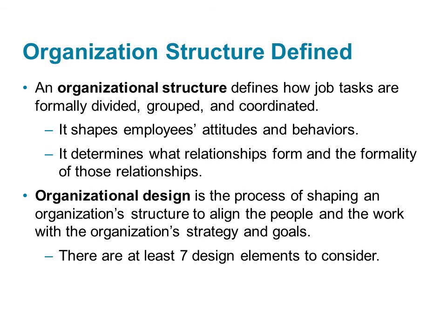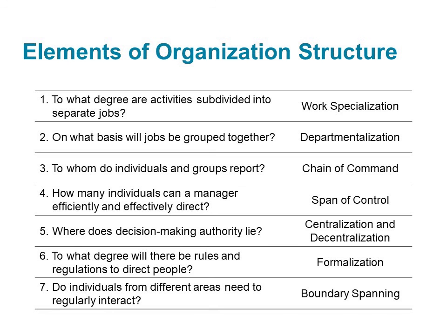Organizational design, then, is the process of shaping an organization's structure to align the people and the work with its strategy and goals. It's an intentional process. One of the most popular models of organizational design highlights 7 different elements that we need to consider when shaping the structure. Here are the 7 elements of organizational structure: work specialization, departmentalization, chain of command, span of control, centralization and decentralization, formalization, and boundary spanning.